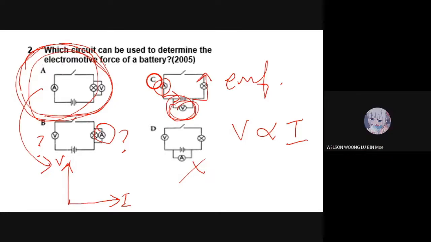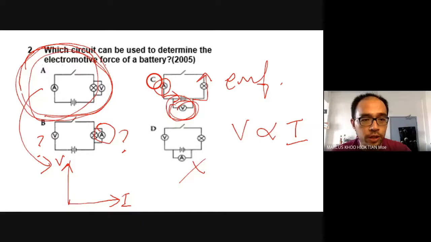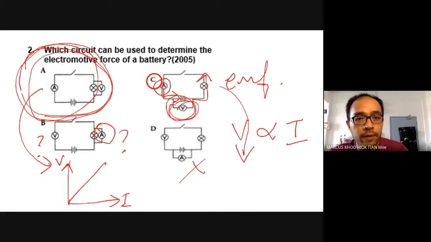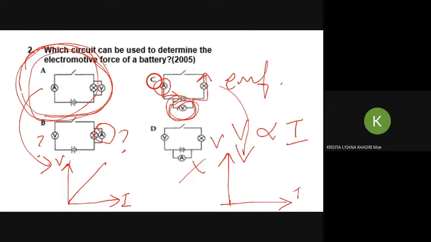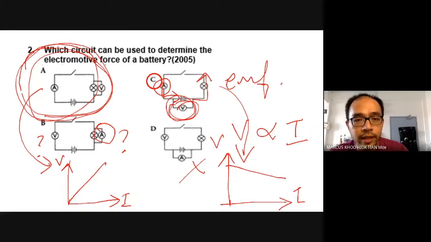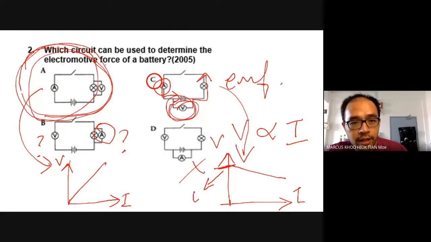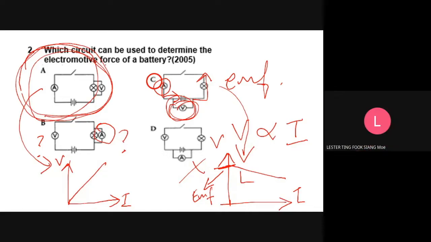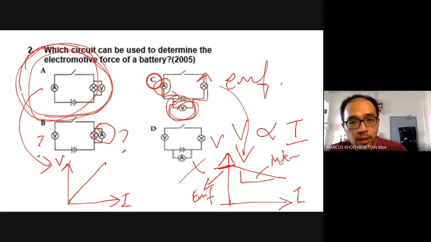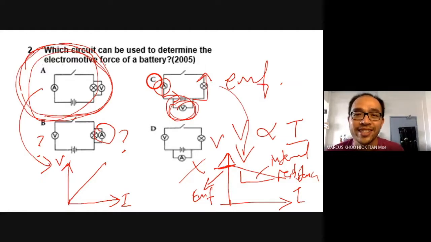Directly proportional. And what about this one? The EMF, if you place the voltmeter across the battery, what kind of graph are we expecting? Decreasing linearly. Decreasing linearly, the value of the y-intercept represents what? EMF. And the gradient? Internal resistance. Okay, thank you. I think that's Lester. But that doesn't mean you're not supposed to answer the next question, Lester.